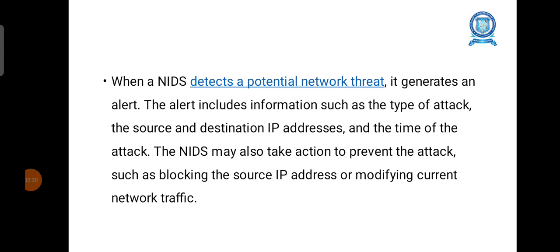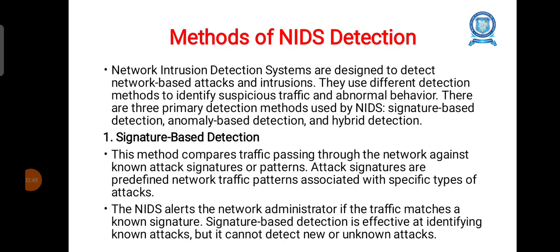When a NIDS detects a potential network threat, it generates an alert. The alert includes information such as the type of attack, the source and destination IP addresses, and the time of the attack. The NIDS may also take necessary actions to prevent the attack, such as blocking the source IP address or modifying current network traffic.